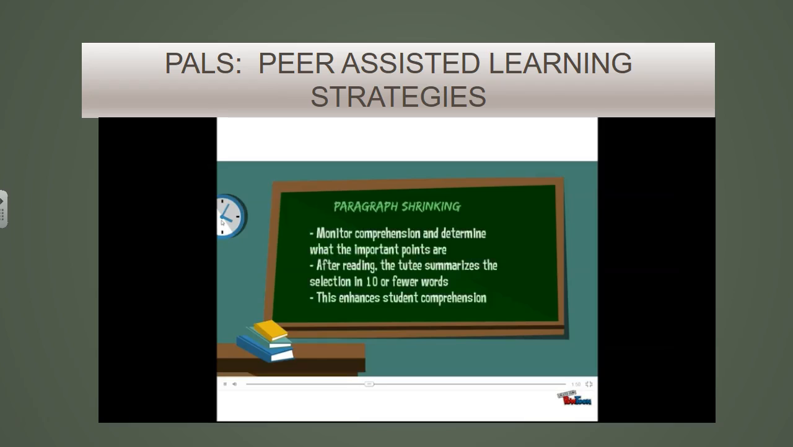Paragraph 3 strengthening requires readers to monitor their comprehension and make deliberate judgments on the selection and reduction of information. After reading a paragraph, Lisa identified the main idea in 10 or fewer words.